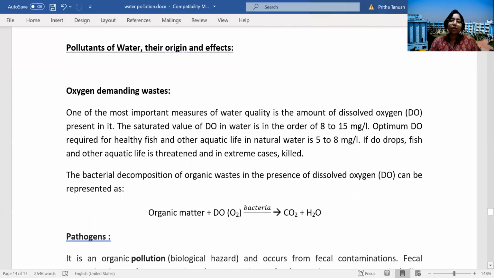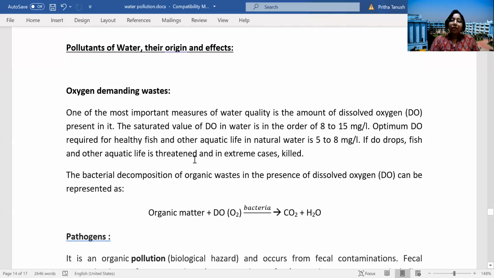Oxygen demanding waste means basically the organic matter which requires oxygen. How do they require oxygen? They are non-living; they do not respire. But when the organic matter is decomposed, at this moment it requires oxygen. For this purpose, it will use the dissolved oxygen, that means the oxygen which is dissolved in the water bodies.